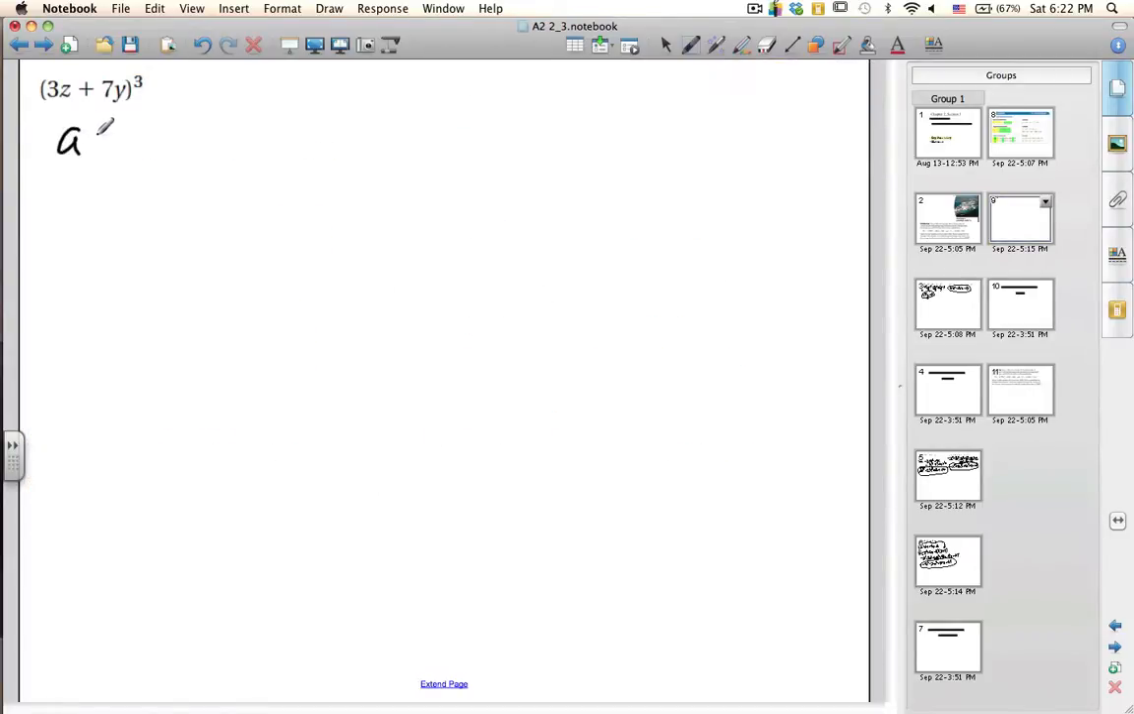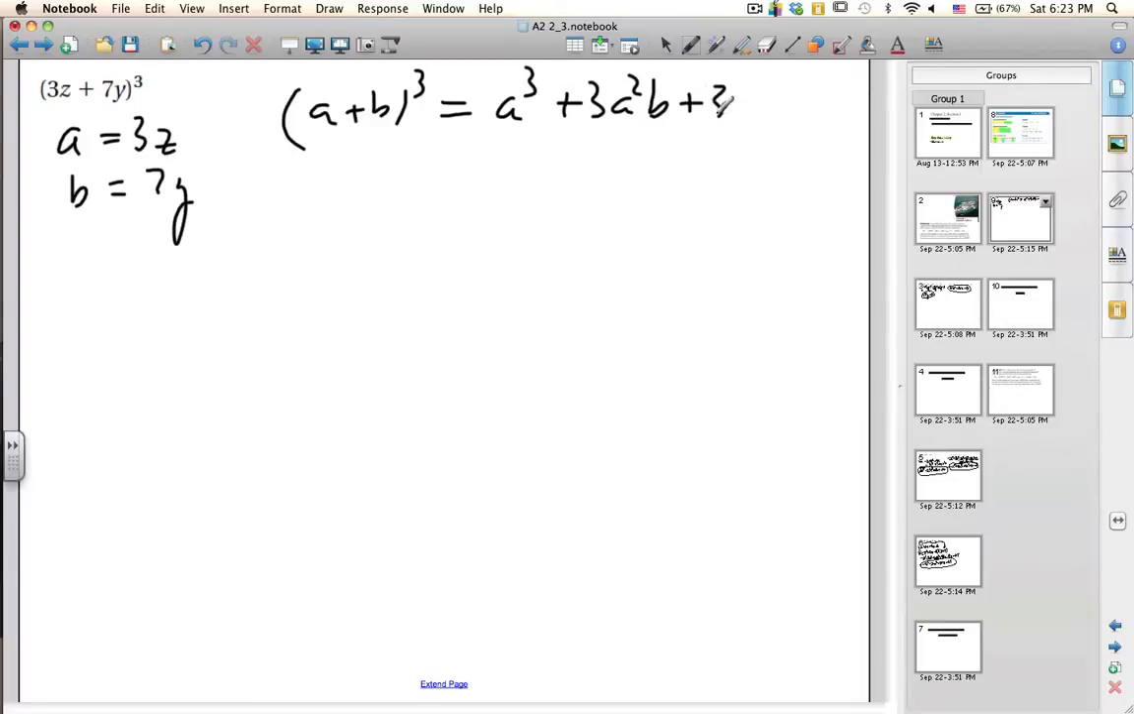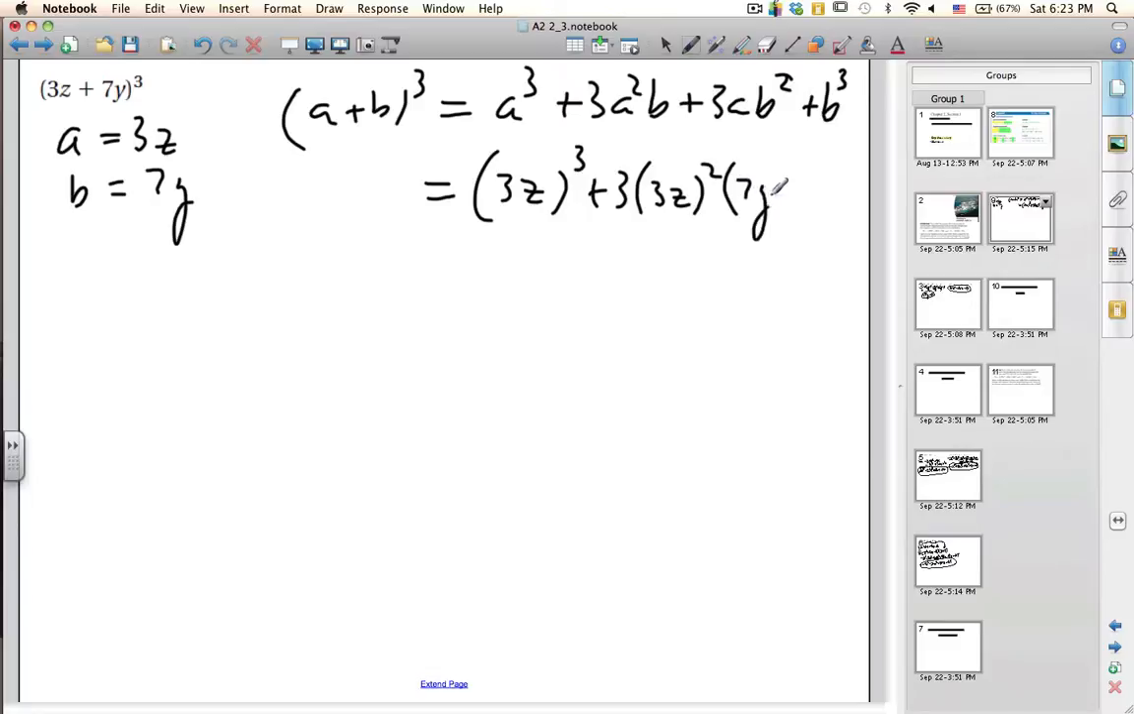So for instance, if I know that A is equal to 3z, and I know that B is equal to 7y, and I'm working with this pattern, (A plus B) cubed is equal to A cubed plus 3A squared B plus 3AB squared plus B cubed, I can take A and B and plug them into this. (3z) cubed plus 3 times (3z) squared times 7y plus 3 times 3z times (7y) squared plus (7y) cubed. I didn't manage my space very well.